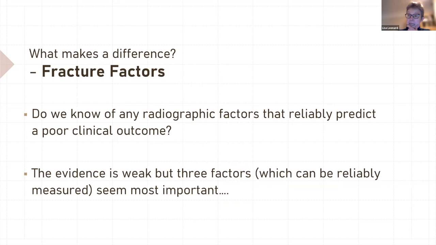So that's patients. Then fracture factors. We have talked about the literature, which is very, very difficult. Are there any radiographic factors that do reliably predict a poor clinical outcome? Because after all, that's what we're really trying to get to the bottom of. And I think the evidence is pretty weak.